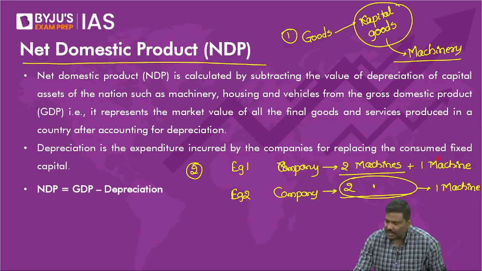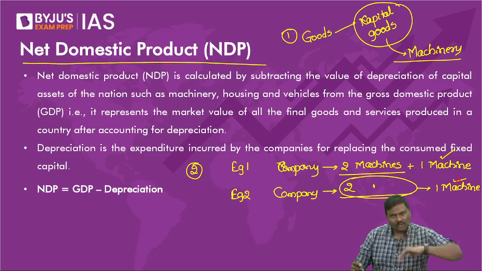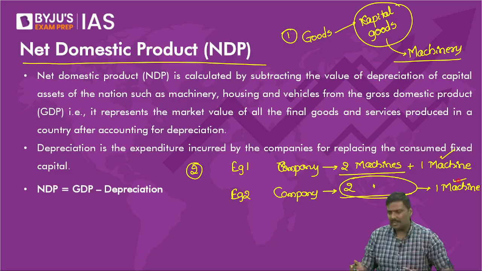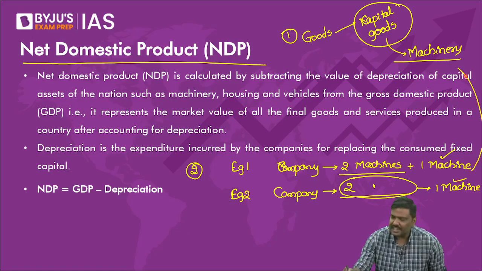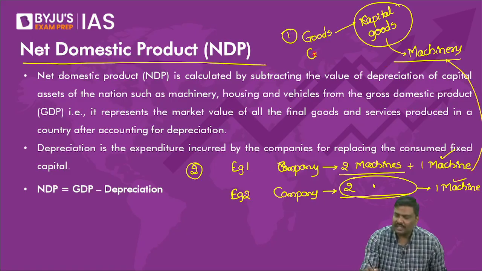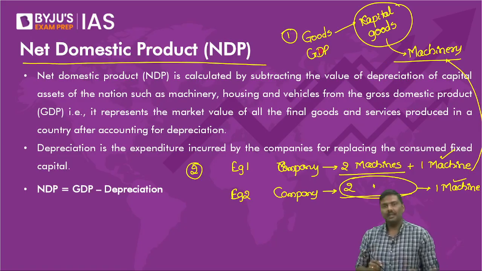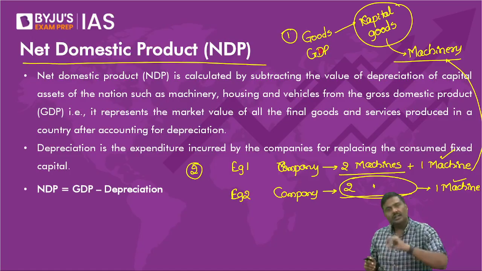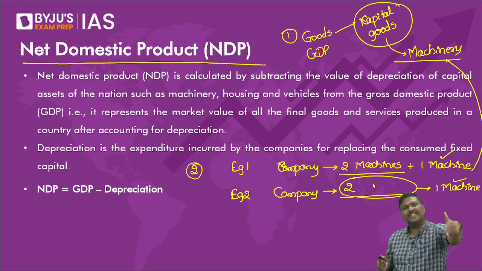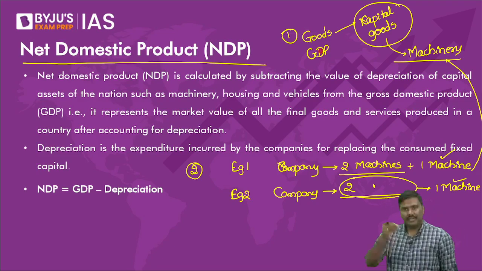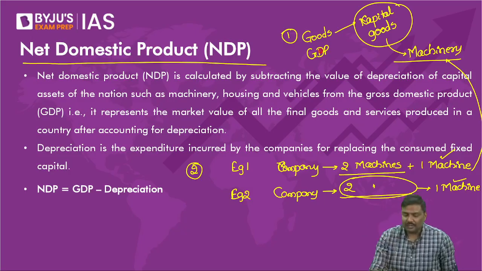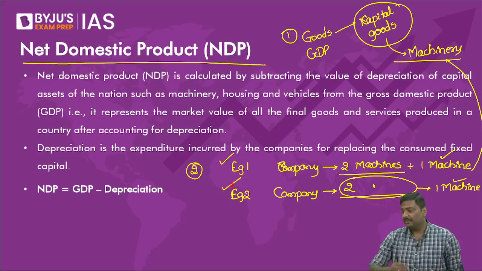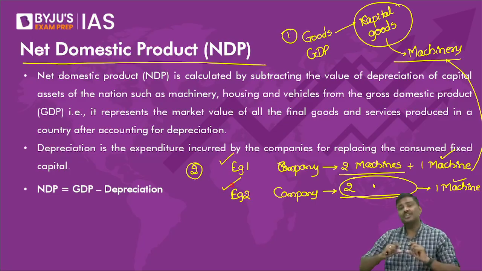Now, is it okay if I say in both of the examples, this machine is part of this year's GDP? Let me know. In both of the examples that I've given here, I've purchased machines. Both of these machines are part of the GDP of the current year. But now tell me, in which of the 2 examples will the production capacity increase?